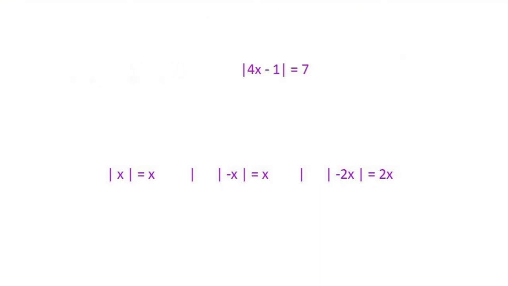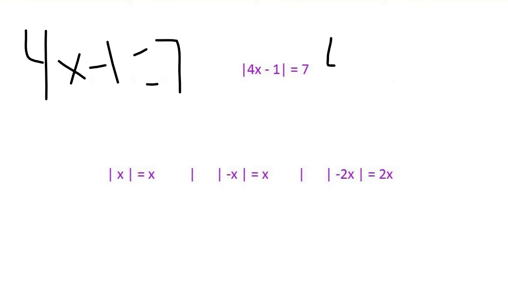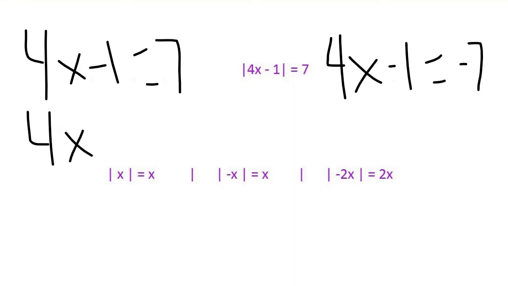Alright guys, looking at the second problem, we have the absolute value of 4x minus 1 is equal to 7. So we would want to write out this equation both ways. 4x minus 1 is equal to 7, and 4x minus 1 is equal to -7. So looking at this one on the left, we would add 1 to both sides, and we would get 4x is equal to 8. Then divide by 4 on both sides, and we get x is equal to 4.